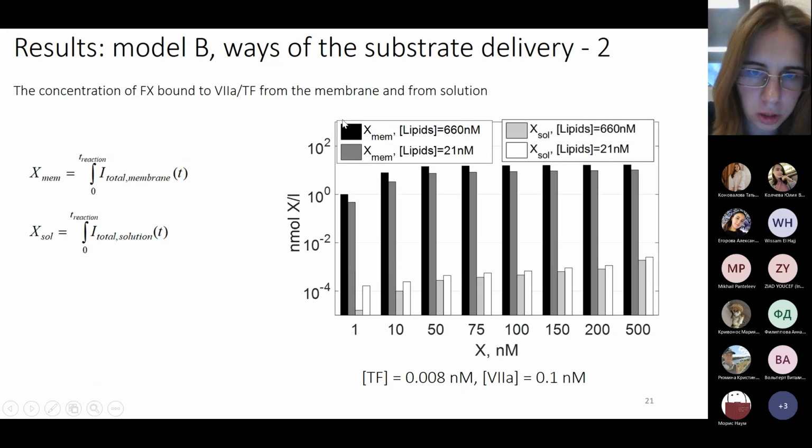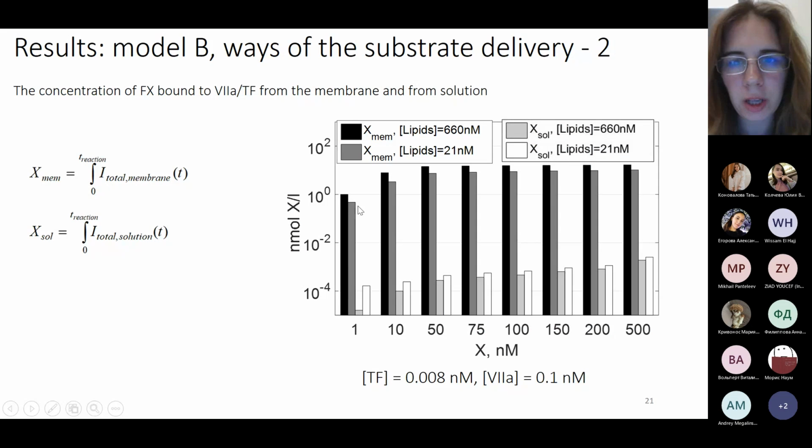And here is the quantity of factor 10. In black, it is from the membrane factor 10 for high lipid concentration. Dark gray is factor 10 from the membrane for low lipid concentration, and light gray and white are factor 10 from solution. For all those factor 10 concentrations, the predominant way of factor 10 delivery is from the membrane, because we compared them and found out that during 3 minutes of the reaction, the majority of factor 10 which binds to this complex was from the membrane.